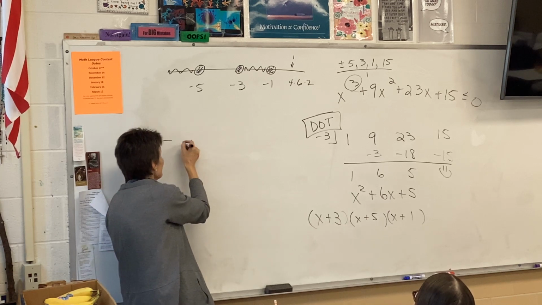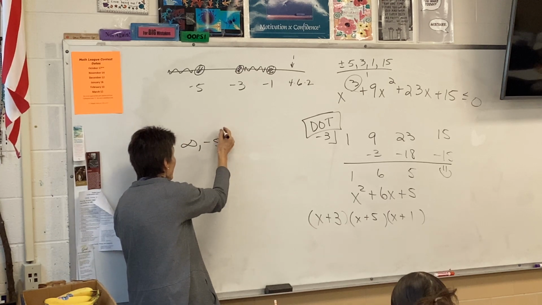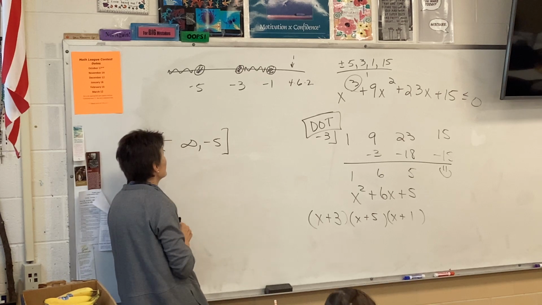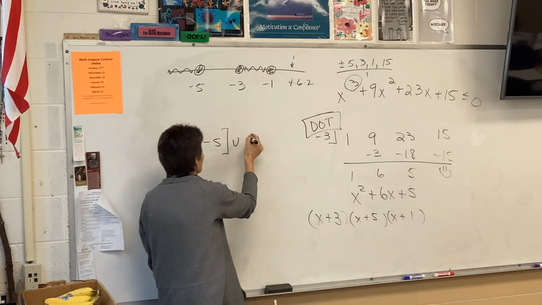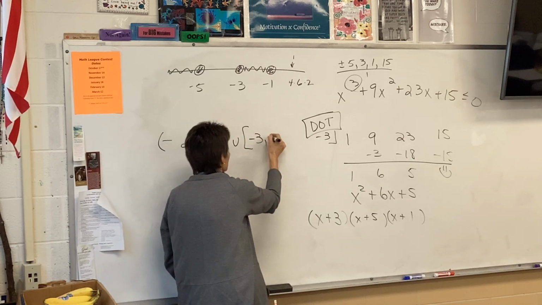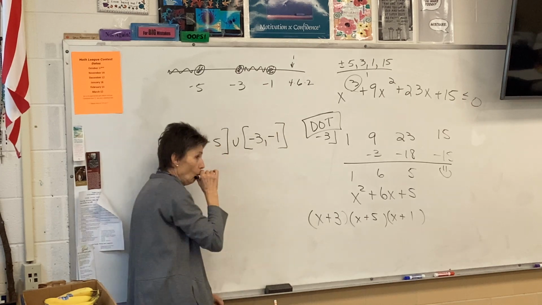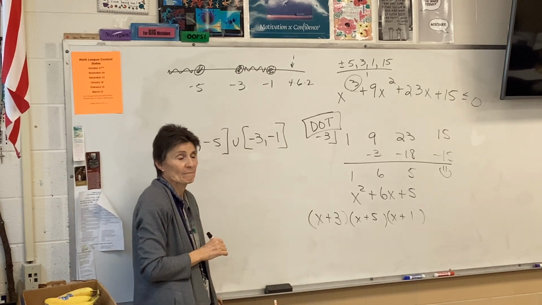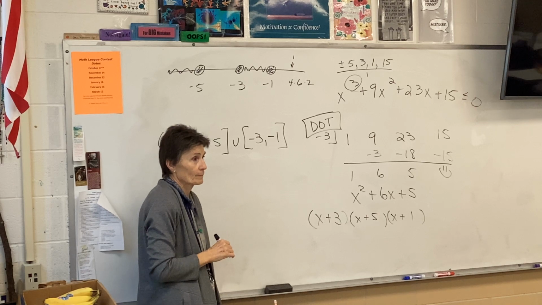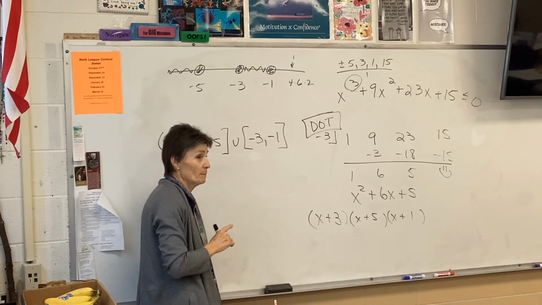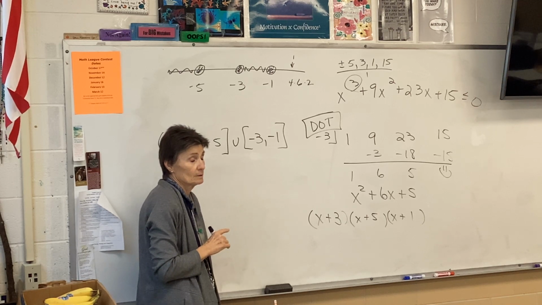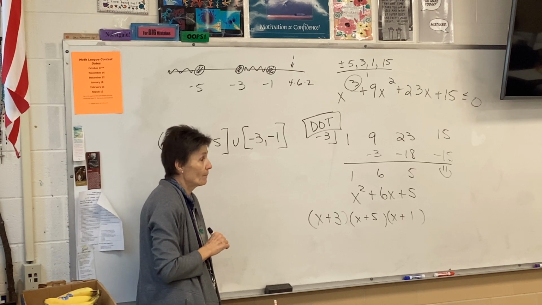So negative infinity to -5 in union with -3 to -1. Now that isn't a hard problem, but there's a lot to it. There's a lot to it.